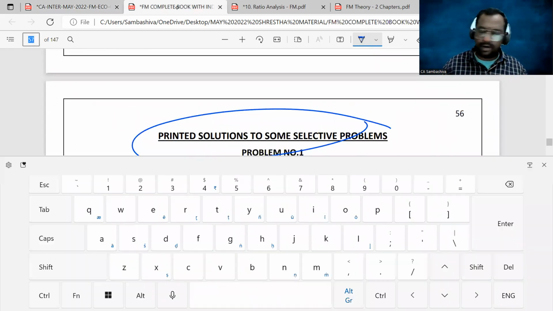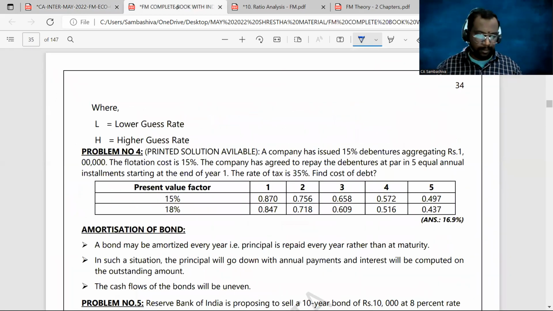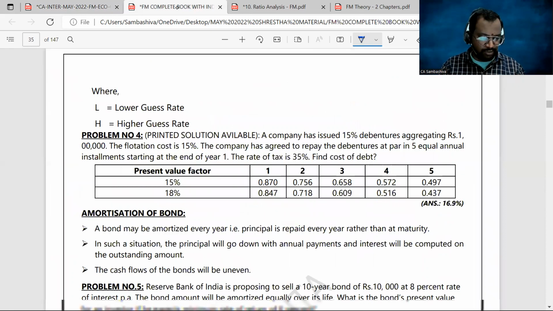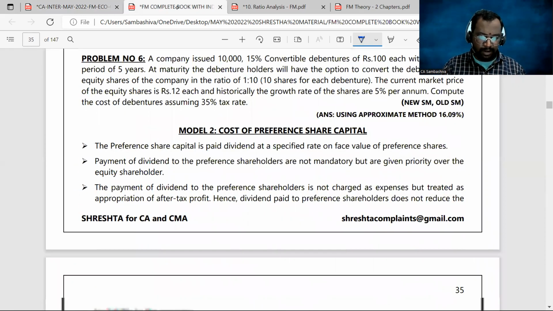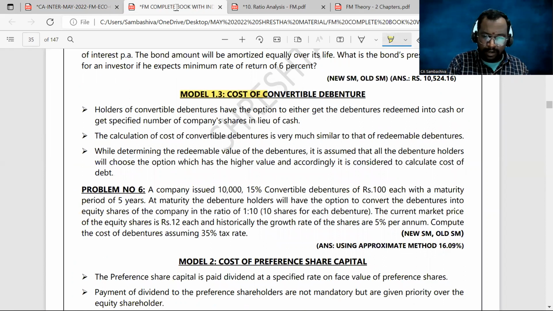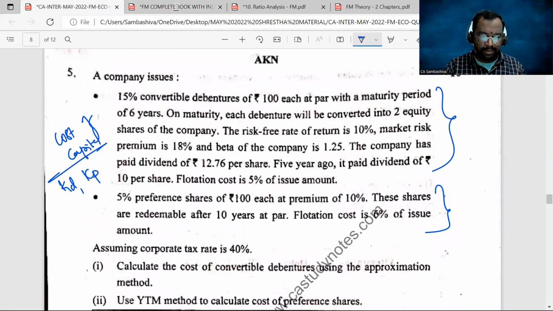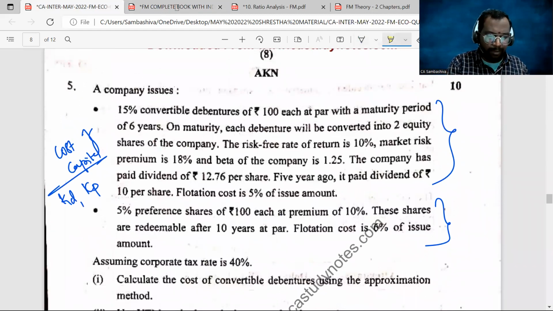Come to page number 35, Amma. Page number 35, problem number 6, you can see. Yeah, here you can see, Ma. We have already discussed a model called cost of convertible debentures, right? And problem number 6. Okay, now. A company issued 10,000 15% convertible debentures of 100 rupees each with a maturity period of 5 years. Here also you can see, Ma, right? 15% convertible debentures, 100 rupees each at par with a maturity period of 6 years.